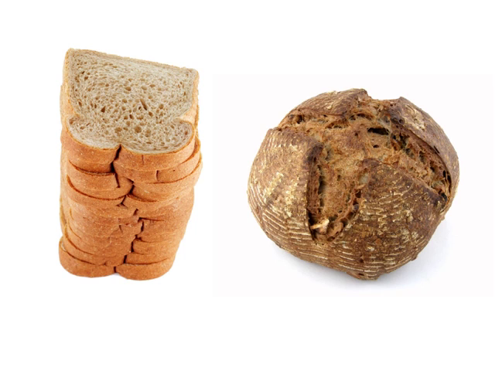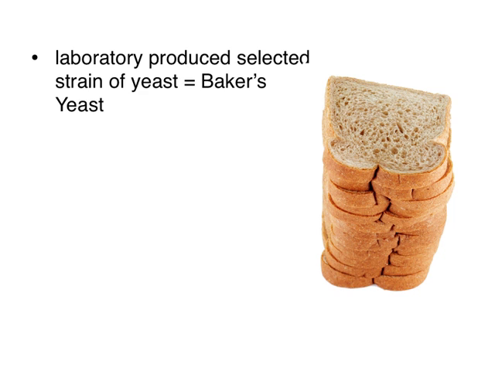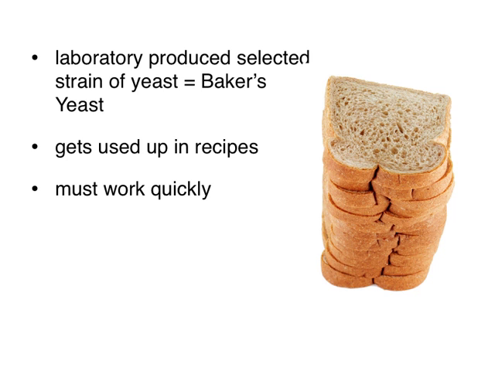Let's contrast modern commercial bread baking practices with traditional sourdough bread. In commercial bread baking, people purchase a laboratory-produced selected strain of yeast. We call it baker's yeast. This yeast isn't so great. First, it must be purchased again and again because it gets used up in the recipes. It has to work quickly or it gets overtaken by wild organisms. Bread made with commercial yeast stales easily.